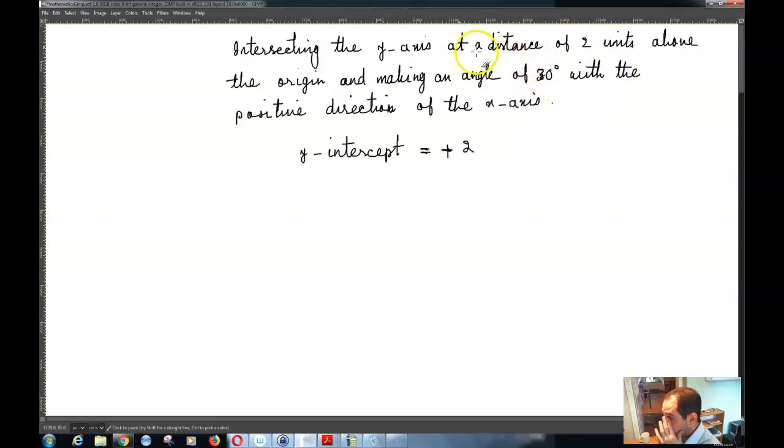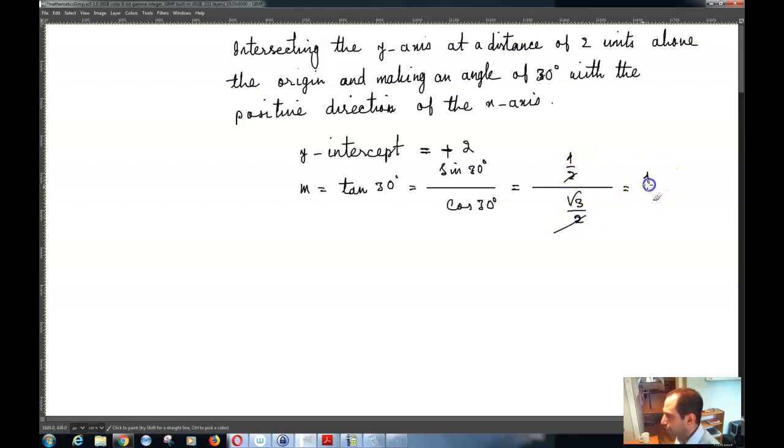And since the line is making an angle of 30 degrees with the positive direction of the x-axis, your m is equal to tan of 30 degrees, which is equal to sine 30 degrees by cos 30 degrees, which is basically 1 by 2 over square root of 3 by 2, which is equal to 1 over square root of 3, which is equal to square root of 3 thirds.